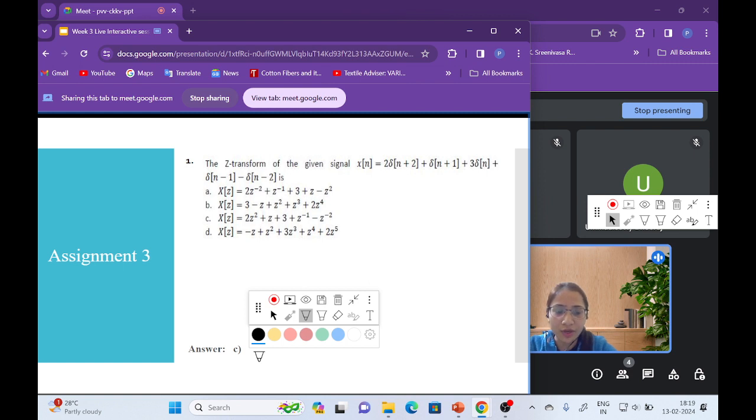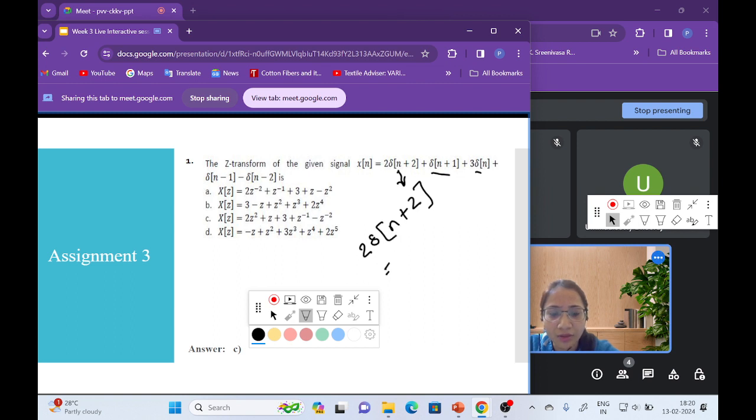So first do you want to try, or should I solve the question directly? This one is a very basic question. So I hope all of you have gone through the lecture. Okay, first I will try to solve this part, and after that we will directly put in the values. So how will you represent 2 delta n plus 2 in the z domain?